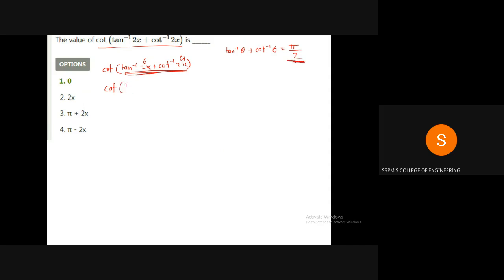So it is equal to cot pi by 2. Now what is the value of cot pi by 2? The value of cot pi by 2 is 0. So the correct option is the first option.